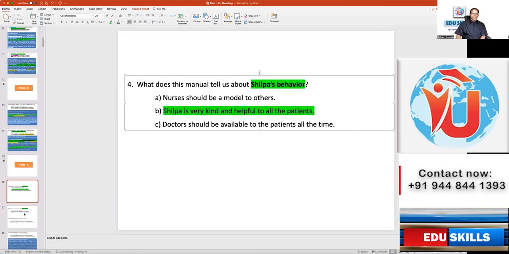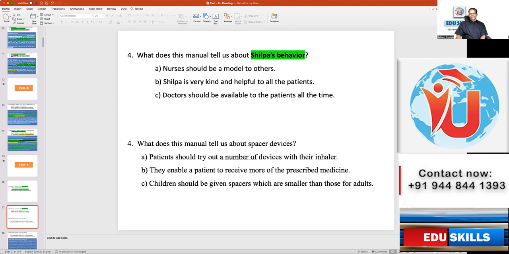Let's go to the question. This is the question now. What does this manual tell us about patients? Option A, patients should try out a number of devices with their inhaler. Option B, they enable a patient to receive more of the prescribed medicine. Option C, children should be given spacers which are smaller than those for adults. Now, about option B.